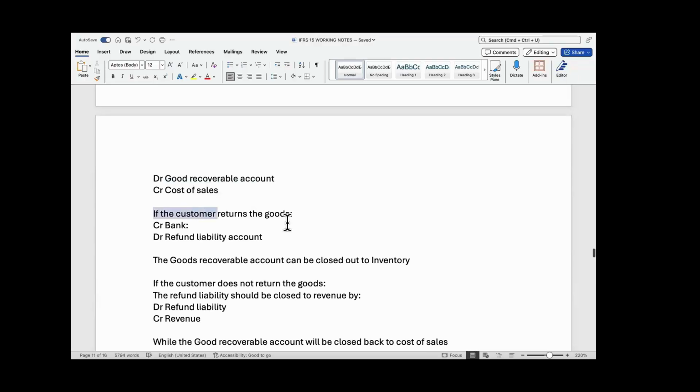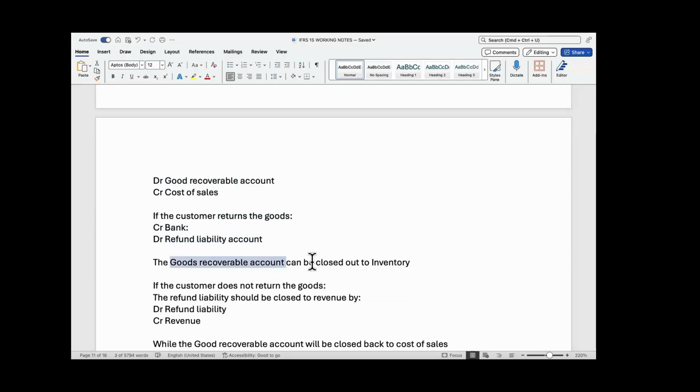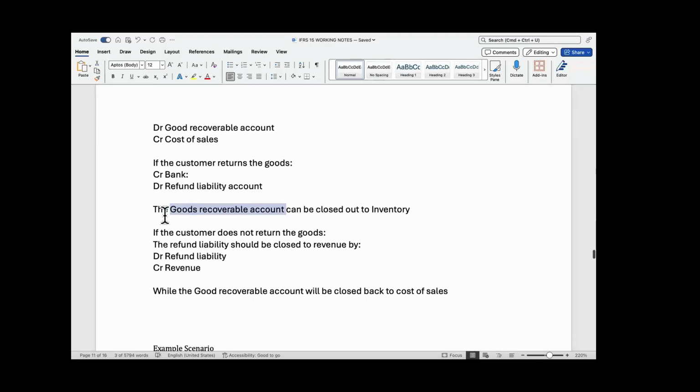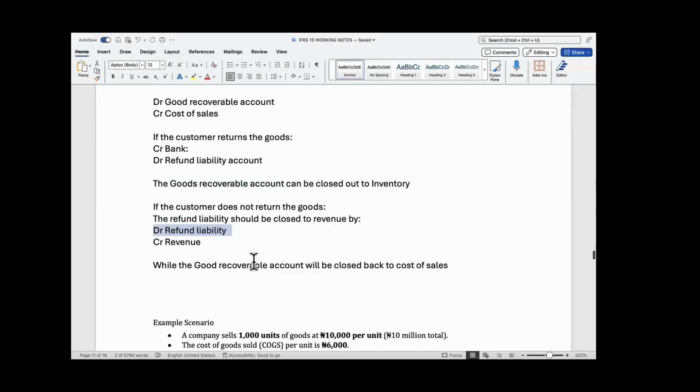Now, if within that period the customer returns the goods, then we need to pay him back and close out the refund liability. The goods recoverable account can be closed and taken to inventory. Then it's like we have collected back our goods. But if it doesn't return and that period lapses, then just close the refund liability to revenue, close the goods recoverable account to cost of sales, and everything ends there.